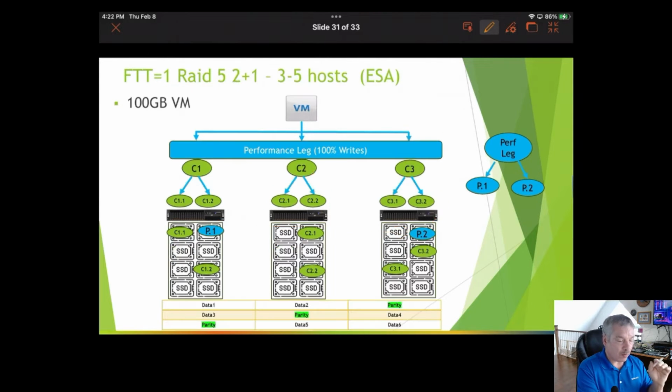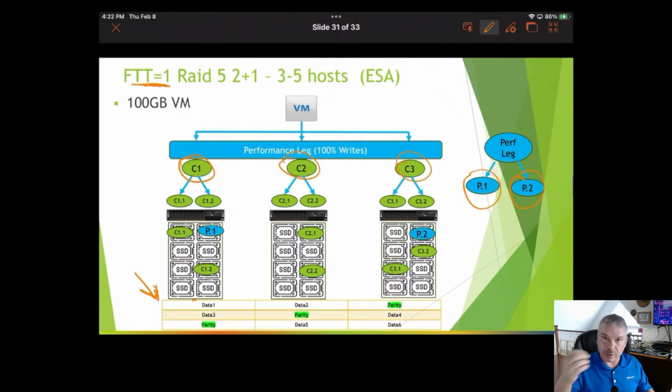Let's look at RAID 5. Okay, so failure to tolerate 1. Failure to tolerate 1 plus 1 is 2, so we'll have 2 performance legs. Now, RAID 5, as I mentioned before, again, watch my vSAN videos, but with RAID 5 we stripe information across the components. So we'll have component 1, 2, and 3. And we're going to stripe the information across it.